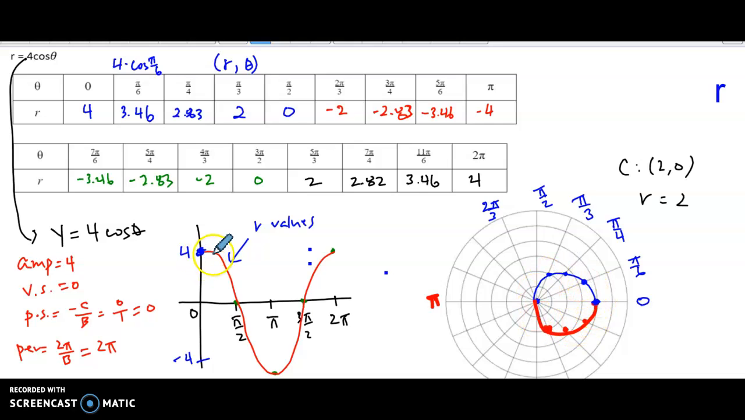So for the trig graph, you're going to have this continuous cosine motion, but that also translates to the polar graph. It just goes in a circle like this. So that's the connection we're trying to make here. Take a look at the second video. I'm going to go over the second example as well.